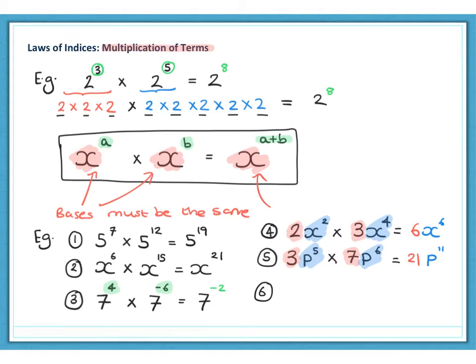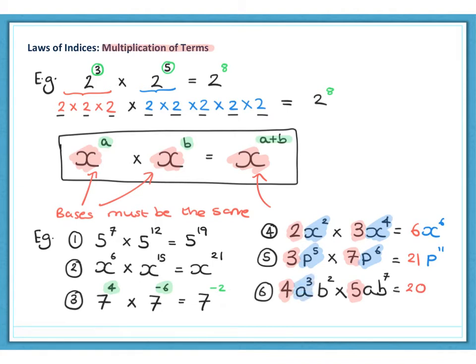This time I've got 4a to the power of 3, b to the power of 2 multiplied by 5ab to the power of 7. So this time we have to think about all the parts of this. 4 multiplied by 5 gives us 20 as a starting point.